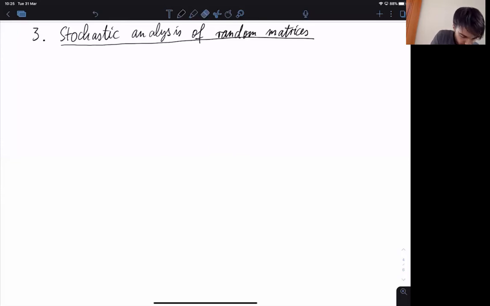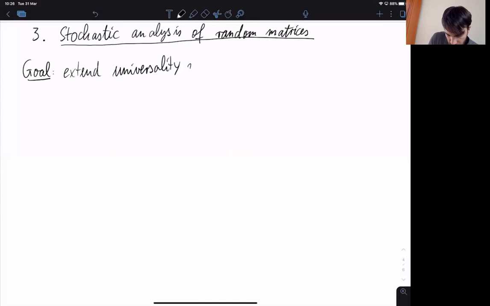Okay, and the overarching goal now will be that we want to understand universality for larger families of matrices, and for us it will always be Wigner matrices. So extend universality results to larger families.